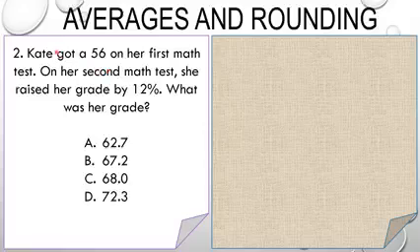Number 2. Kate got a 56 on her first math test. On her second math test, she raised her grade by 12%. What was her grade? So here naman, yung unang math test daw ni Kate, nakakuha siya ng 56 na score or grade. Sa kanyang ikalawang math test, tinaasan niya yung grade niya by 12%. So ano na yung magiging grade ni Kate on her second math test?